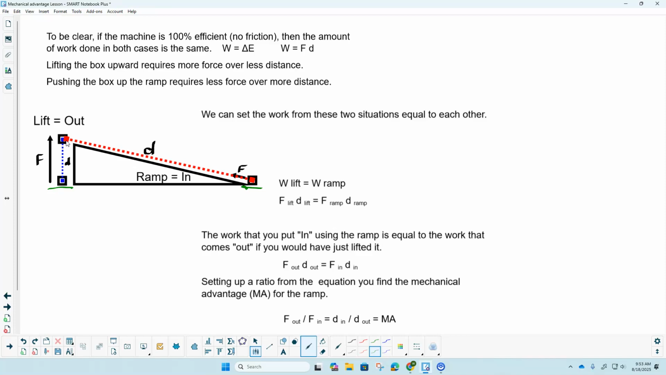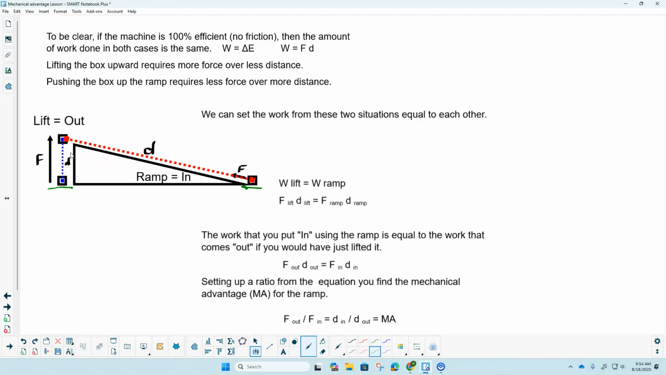So instead of using lift and ramp, I just used more generic terms like out and in. The output is going to be this change in energy with the lifting part. So that's what we're going to get out of this work. By pushing the box up the ramp, we are really lifting it up that distance.